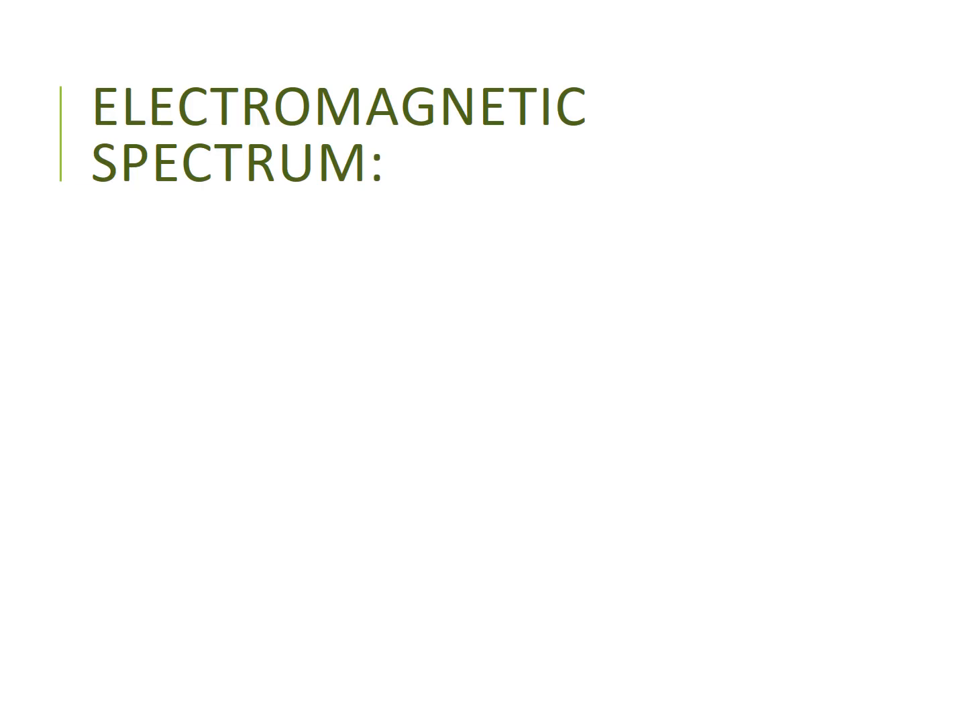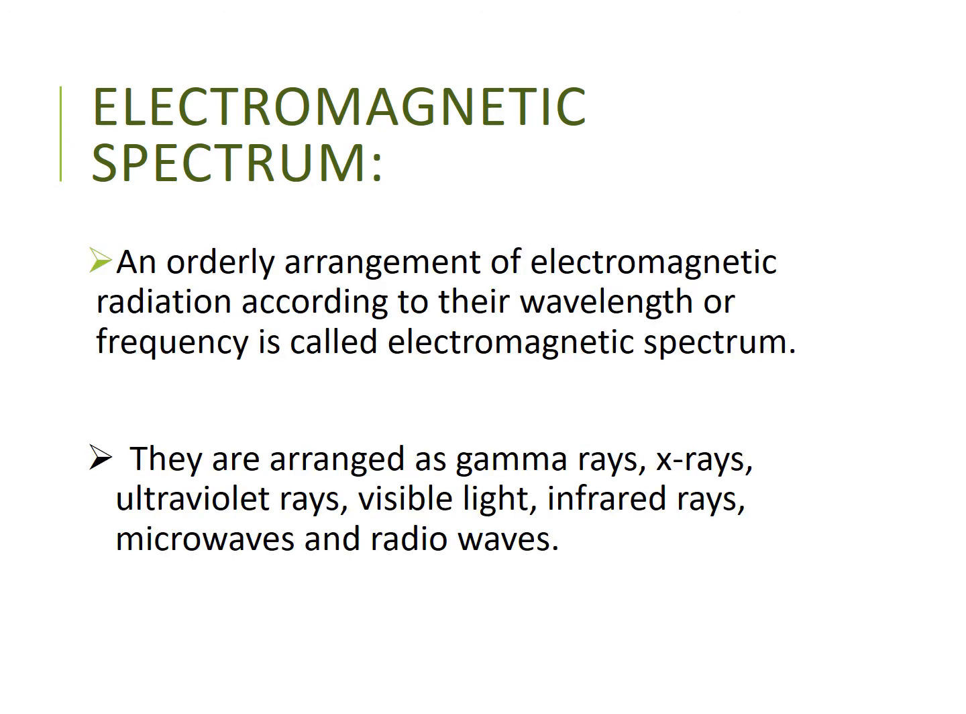So now let's go on to the next part, that is the electromagnetic spectrum. This is how you define a spectrum: a spectrum is an orderly arrangement of electromagnetic radiations according to their wavelength or frequency. There are several examples of electromagnetic radiations. When you arrange them all according to their wavelength or frequency, you can call it the electromagnetic spectrum.